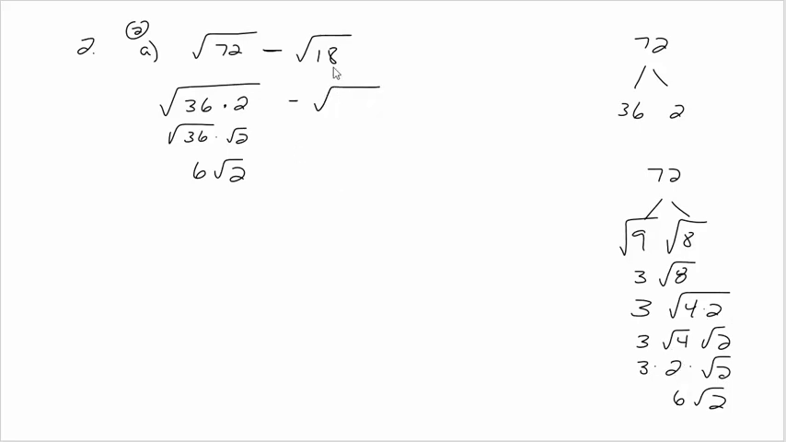Now for the 18, a perfect square that goes into 18 is 9, which is 9 times 2. So if I split this up, square root of 9 is 3. 2 stays in there. 6 radical 2, take away 3 radical 2 is 3 radical 2, not a minus, 3 radical 2, combining like terms.